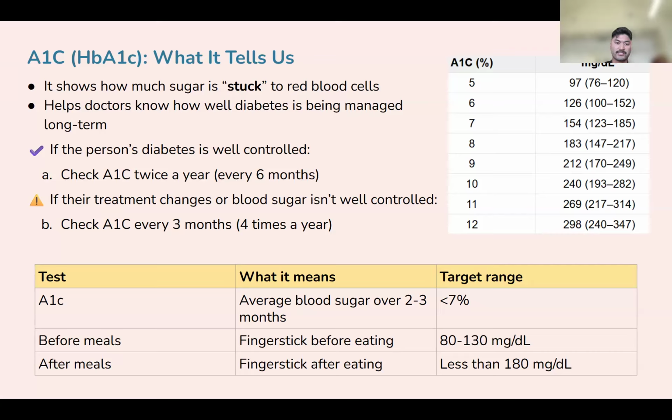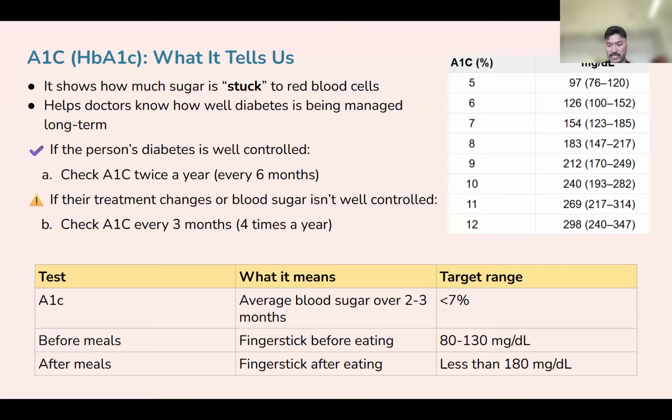So the A1C measures how much sugar has been stuck to the red blood cells. And the more sugar stuck, the higher the A1C number. And this number can help doctors or pharmacists know how well the diabetes is being managed long term. If the person's diabetes is well controlled, then you want to check their A1C about twice a year, or every 6 months. If there's any treatment changes or the blood sugar isn't really well controlled, then you want to check the A1C every 3 months, or 4 times a year.